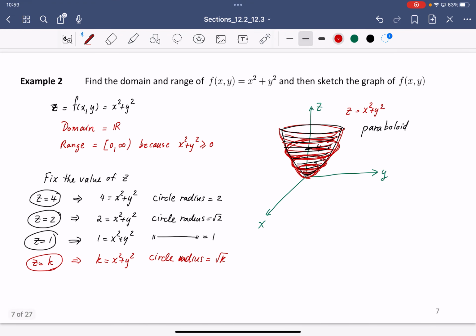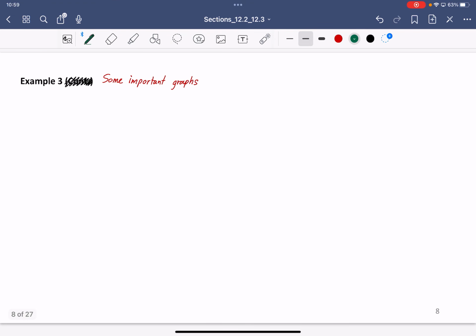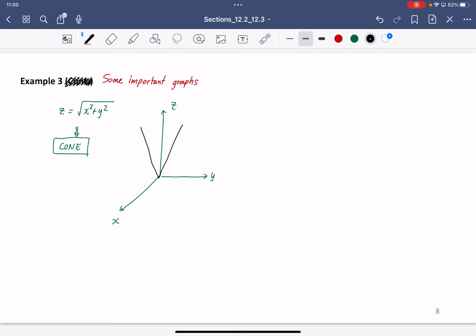You done with this slide? Good. Some important graph is, for example, c equal to square root of x squared plus y squared. If you take the square root of x squared plus y squared, the graph is going to be a cone. This is the cone one, with axes c, y, x. If you take the square root, you're going to get the cone.